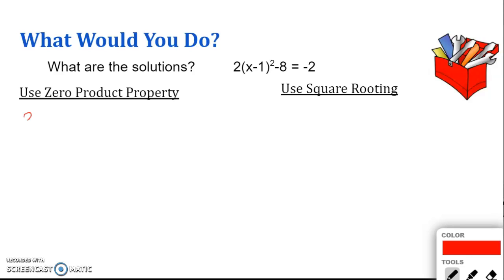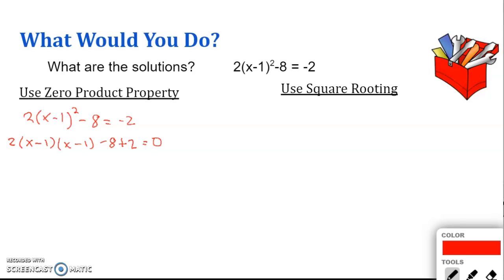So we have 2 times (x minus 1) all squared minus 8 is equal to negative 2. What we needed to do was expand this, as well as bring all the constants to the left hand side. Let's start by expanding this so that we can put it into standard form. I can bring the negative 2 to the other side by adding 2, and now the right hand side is equal to 0.